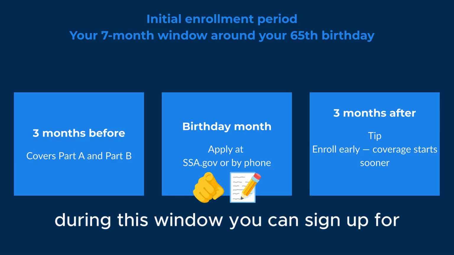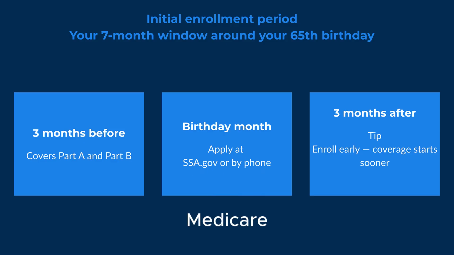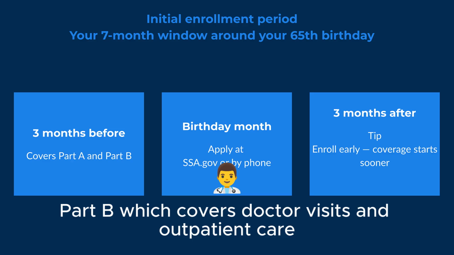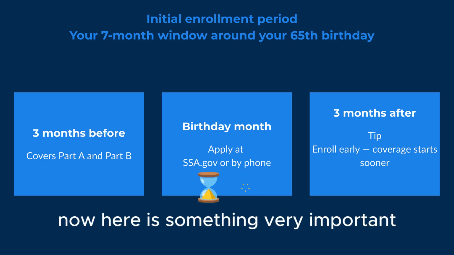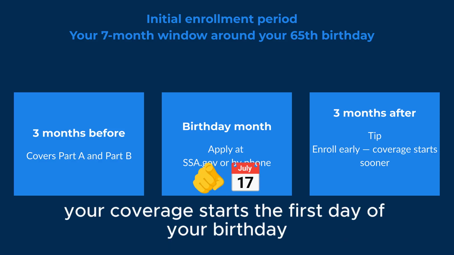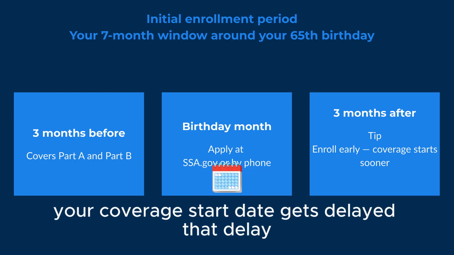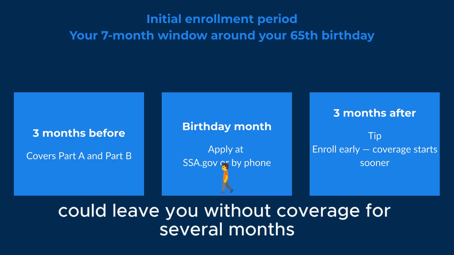During this window you can sign up for Medicare Part A, which covers hospital stays, and Medicare Part B, which covers doctor visits and outpatient care. Now here is something very important. When you sign up during those first 3 months before your birthday, your coverage starts the first day of your birthday month. But if you wait and sign up during your birthday month or the 3 months after, your coverage start date gets delayed. That delay could leave you without coverage for several months.